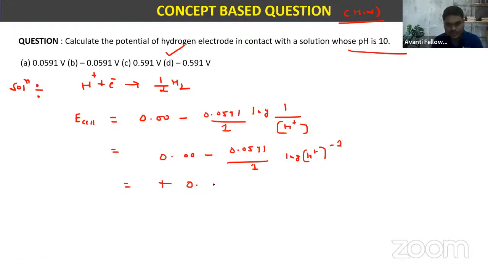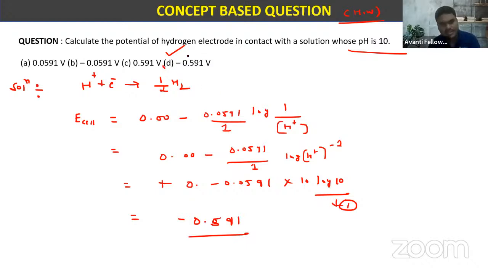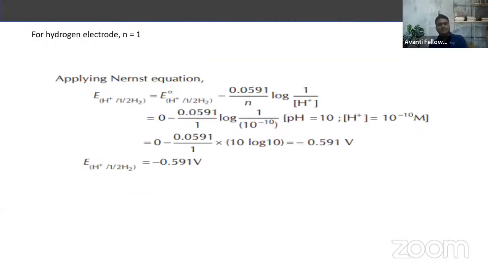So just put the value. So 0.0591 into log 10, right? Log 10 having value 1. So on solving, you'll get 0 minus 0.591. So yes, option D is absolutely correct. Okay? So option D बिल्कुल ही correct.